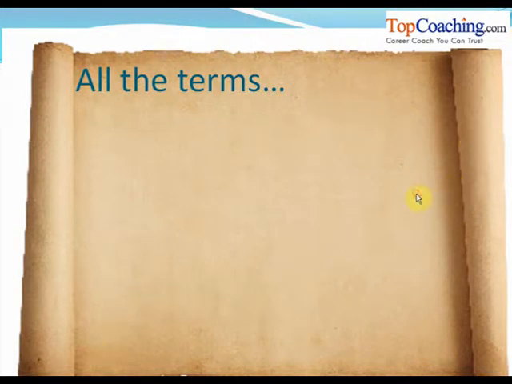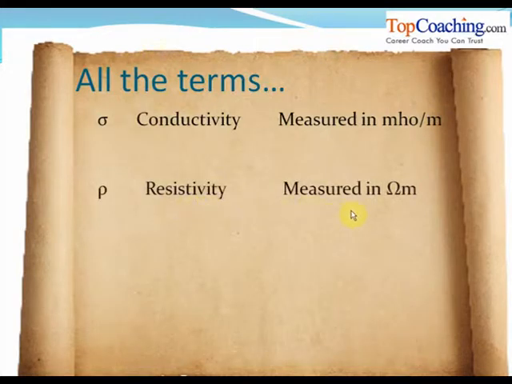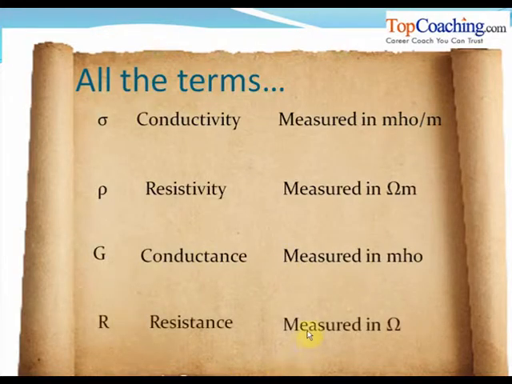I'll also tell you about the units of all these terms. Sigma, the conductivity, is measured in mho per meter. Mho, as you can see, is the reverse of ohm. Rho, the resistivity, is measured in ohm meters. G, the conductance, is measured in mho. And R, the resistance, is measured in ohms. The most common of all these terms that we will use again and again is the term resistance. But you must remember the units of all these terms.